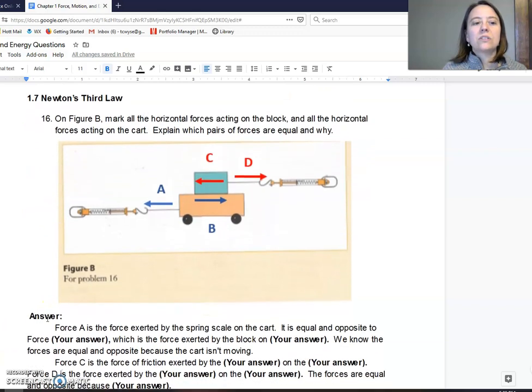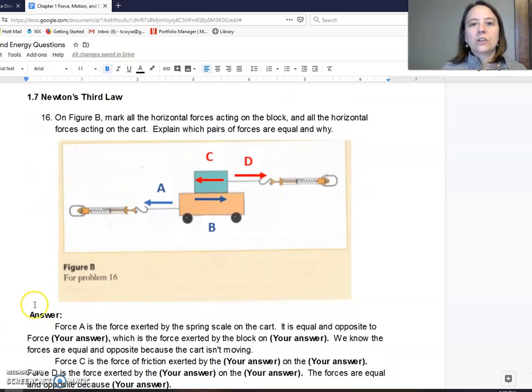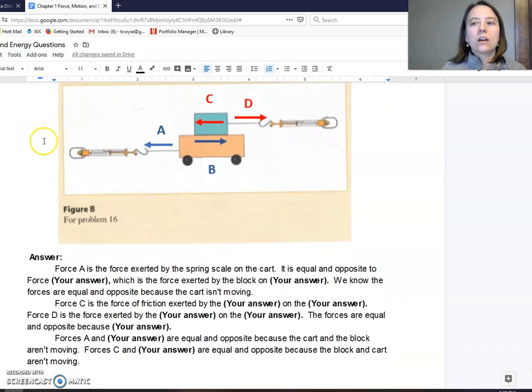So let's come down to 1.7, Newton's third law, and number 17. On figure B, mark all the horizontal forces acting on the block and all the horizontal forces acting on the cart. Explain which pairs of forces are equal and why. So let's talk through this picture.